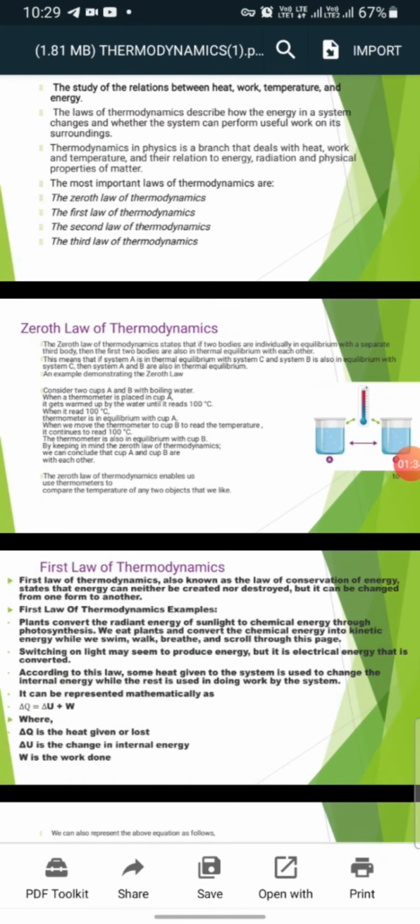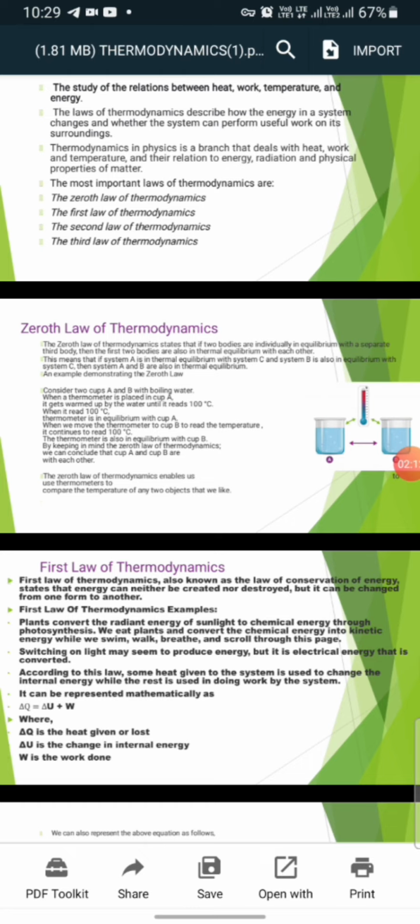First law of thermodynamics. The first law of thermodynamics is also known as the law of conservation of energy. The first law states that energy can neither be created nor destroyed, but it can be changed from one form to another. Examples: plants convert the radiant energy of sunlight to chemical energy through photosynthesis. We eat plants and convert the chemical energy into kinetic energy while we swim, walk, breathe and scroll through this page. Switching on a light may seem to produce energy, but it is electrical energy that is converted.